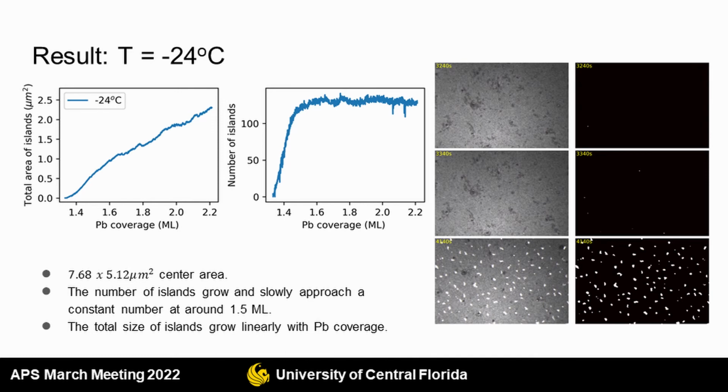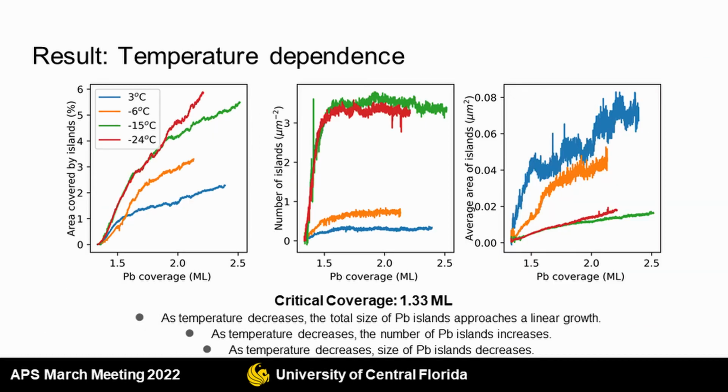Now we can see with the colder temperatures also that the number of islands plateaus more steadily than at the higher temperatures. Putting all of our results together and taking into account Theo's theoretical value for the critical point as 4/3 monolayers, we can see the explosive growth of the lead islands.